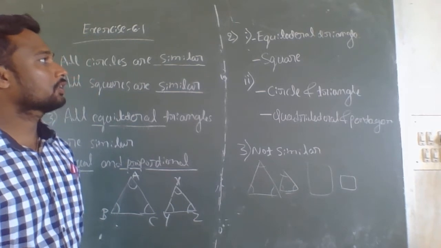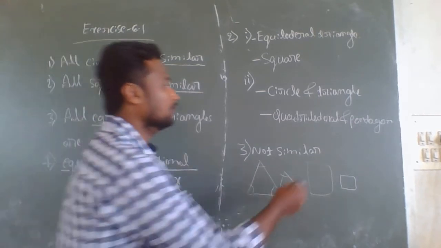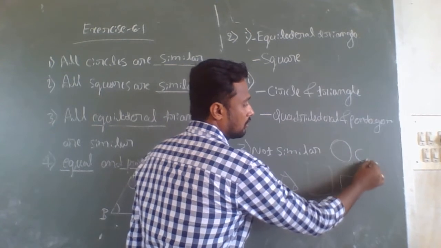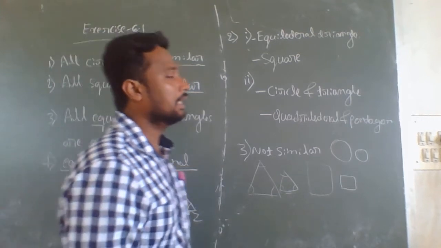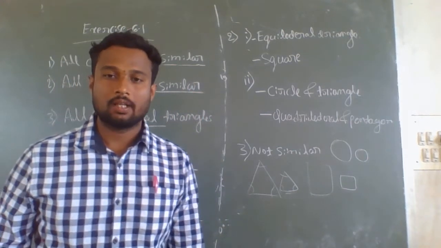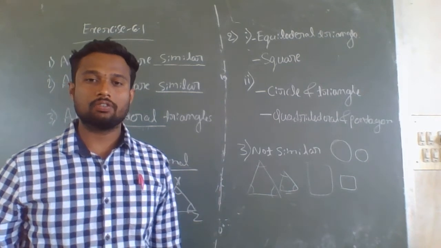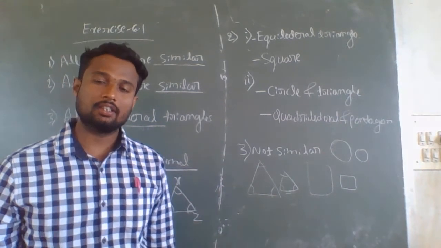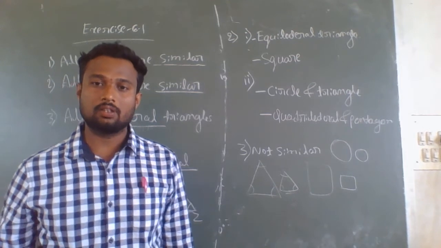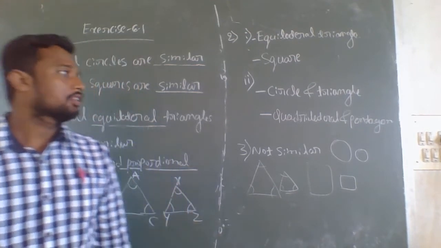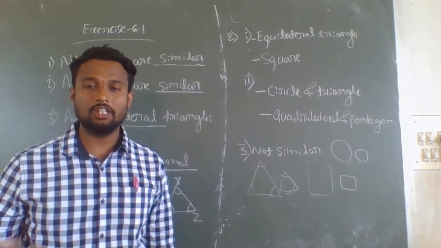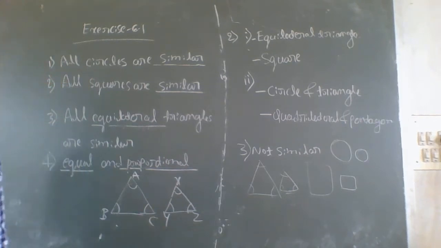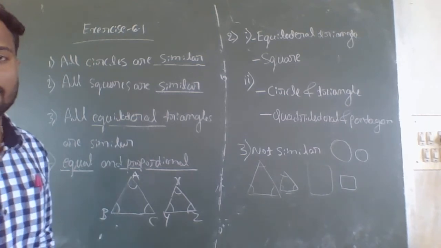And you can give other examples also. You can give a circle as an example or any regular polygon. Regular polygon means all the sides are equal to each other and all the angles are equal to each other. Therefore, angles are equal to each other and sides will be proportional. Therefore, all the regular polygons are examples of similar figures.